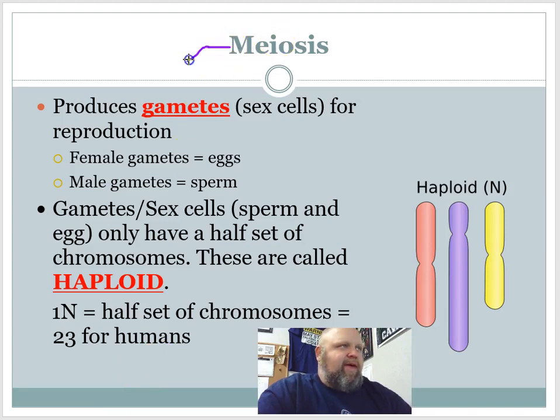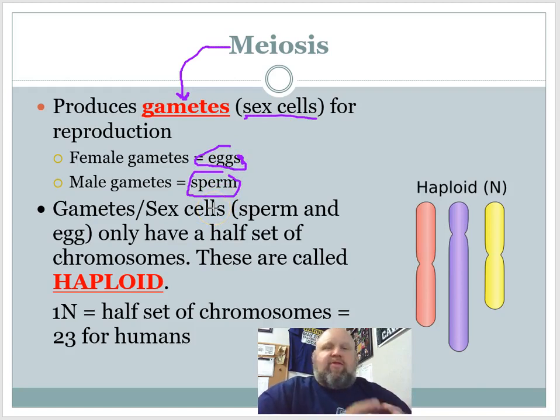Meiosis makes what we call gametes. These are sex cells. For females, these are your eggs. For guys, it's sperm. Those are sex cells. They go through a different process than normal cells in the body to be made. Sex cells, sperm and egg cells, only have half the number of chromosomes. So we call them haploid, or half.